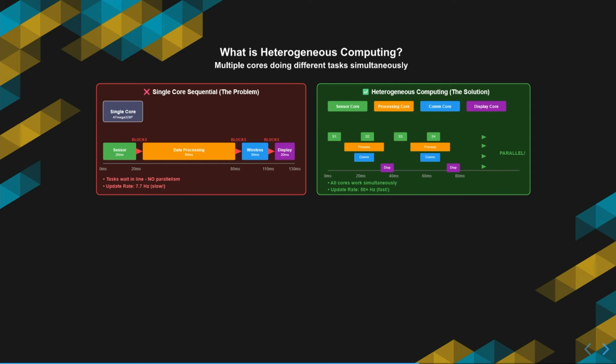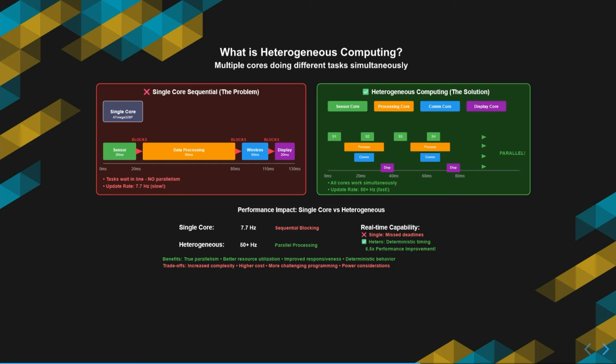The key insight is the definition at the bottom. Multiple cores with different capabilities working together. Each core is optimized for specific tasks. The sensor core handles sensors. Processing core handles algorithms. Communication core handles wireless. Display core handles display. True parallelism, better resource utilization, improved responsiveness, and deterministic behavior. But there are trade-offs. Increased complexity, higher cost, more challenges, programming, and power considerations.